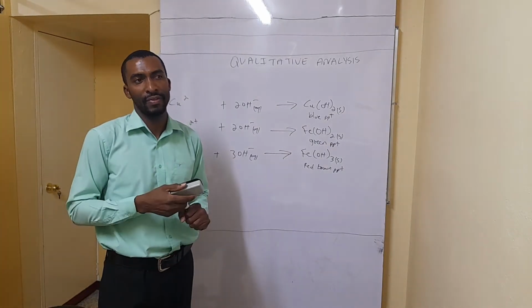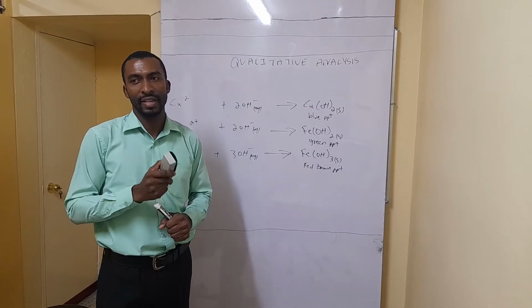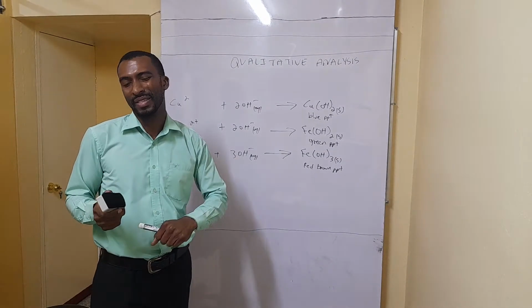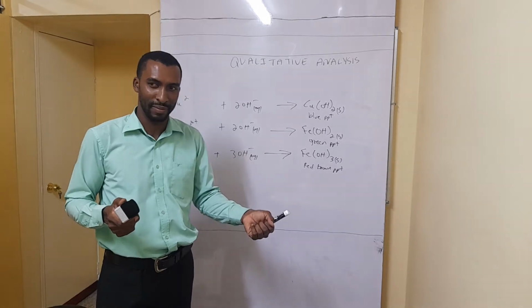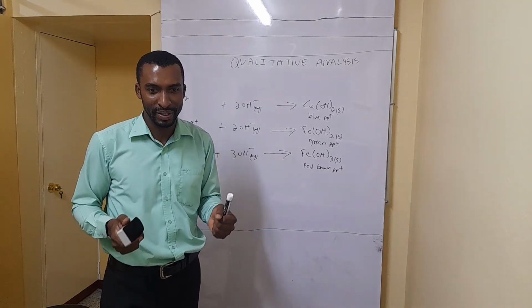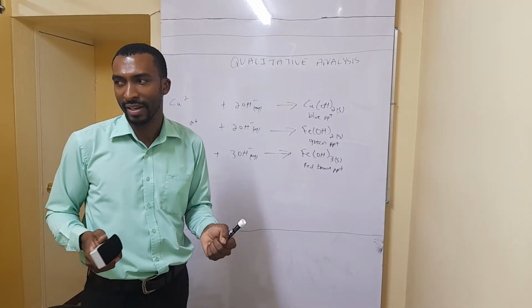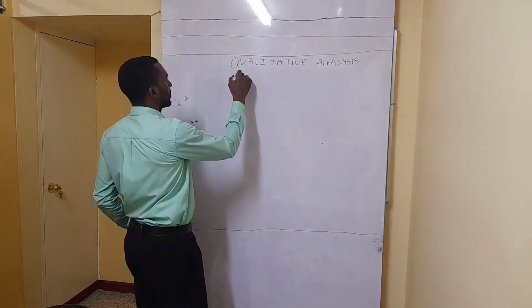I want to do the gases before, because when we're identifying the anions, sometimes the sample is heated to see which gas is formed. Do you get what I'm saying? So it's more important to do the gases before the anions.